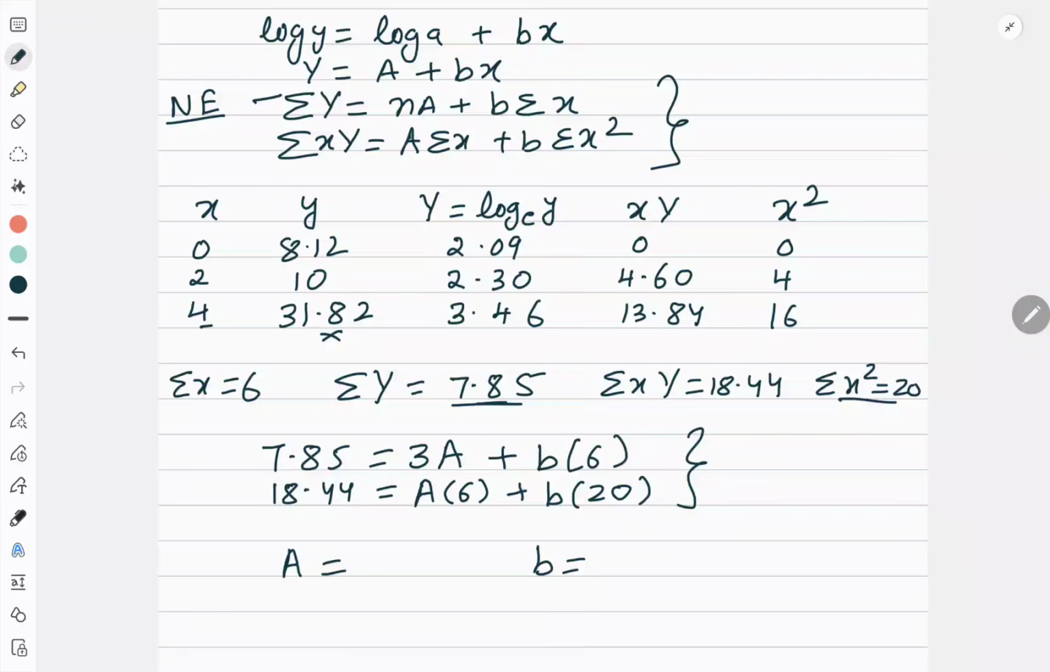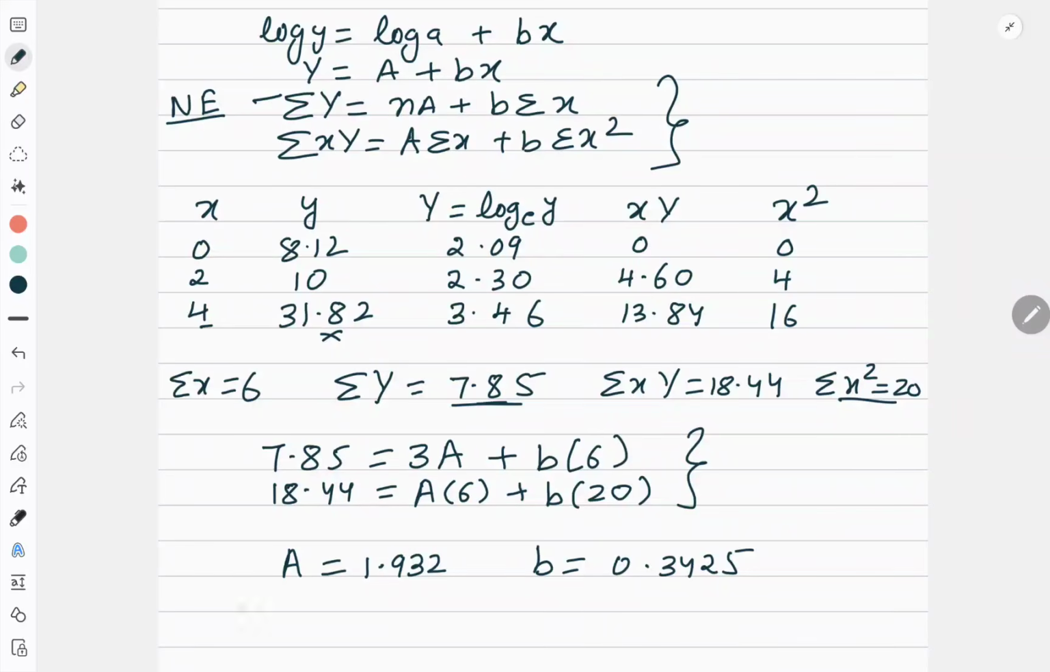In this case, your capital A will come as 1.932, you will get an approximate result, okay? And your B will come as 0.3425. Now see, capital A is something which I have assumed, right? I have introduced capital A.